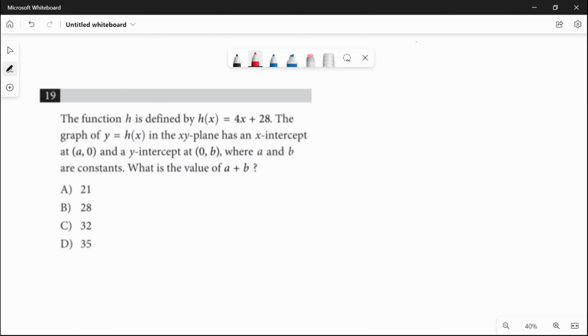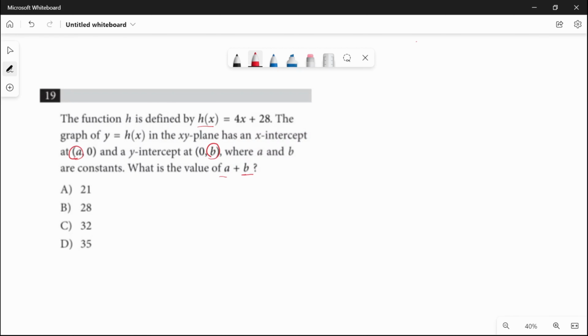Question number 19. The function h is defined by h of x equal to 4x plus 28. The graph of y equal to h of x in the xy plane has an x-intercept at (a, 0) and a y-intercept at (0, b), where a and b are constants. What is the value of a plus b? In this question we need to find the value of the x-intercept, which is a, and the value of the y-intercept, which is b, and then add them together to get our answer.